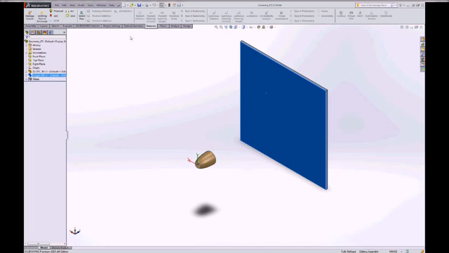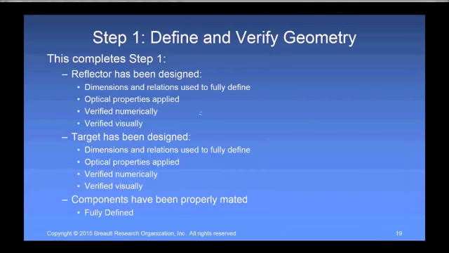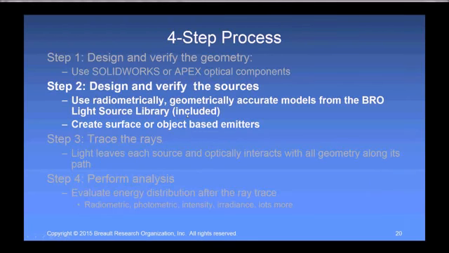Okay, so we have our fully defined system, we have our CPC, we have our target. Now we're ready to go to step 2. And step 2 is, of course, to design and verify the source. And in this particular case, we are going to use a source from the Light Source Library.